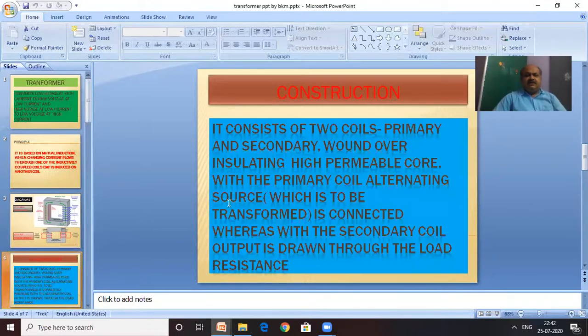Construction. It consists of two coils called primary and secondary, wound over an insulating highly permeable core. With the primary coil, the alternating source which is to be transformed is connected, whereas with the secondary coil, output is drawn through the load resistance.